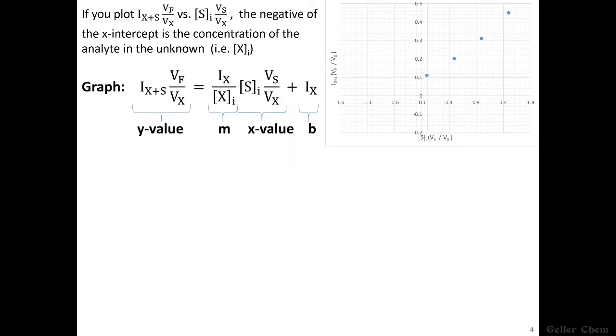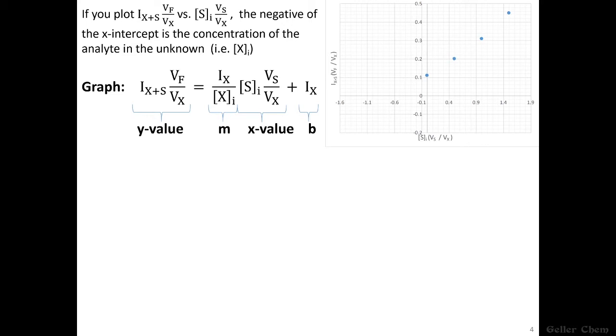So let me reorganize this information. Now I've consolidated all of the important ingredients. Notice that the graph no longer has the trend line shown or its equation. There's a reason for that. We'll see it momentarily. But first, let's just prove this statement here. Why is the negative of the x-intercept the concentration of the unknown?